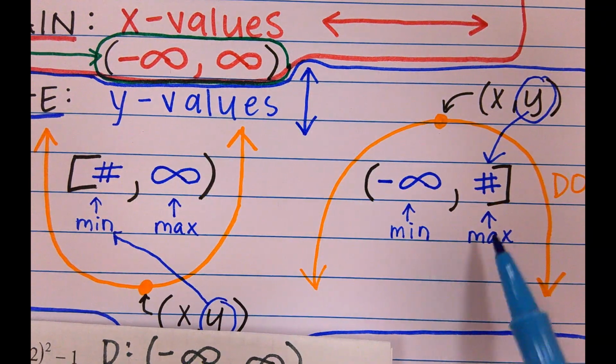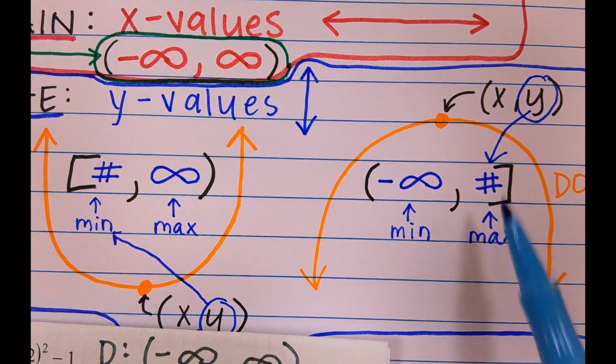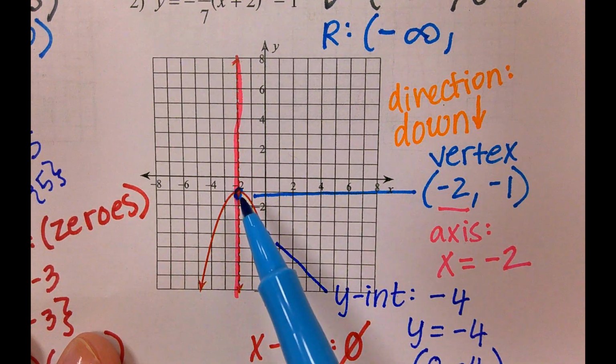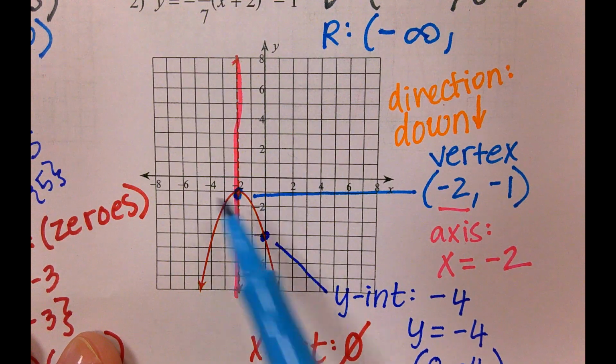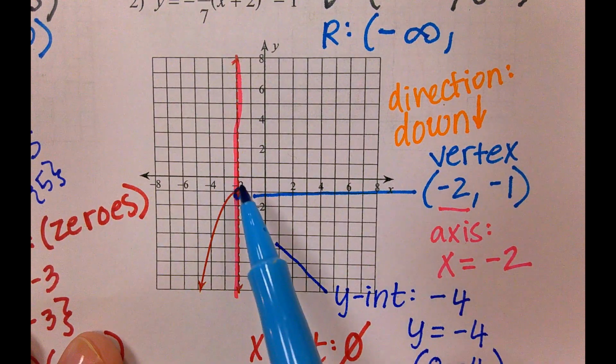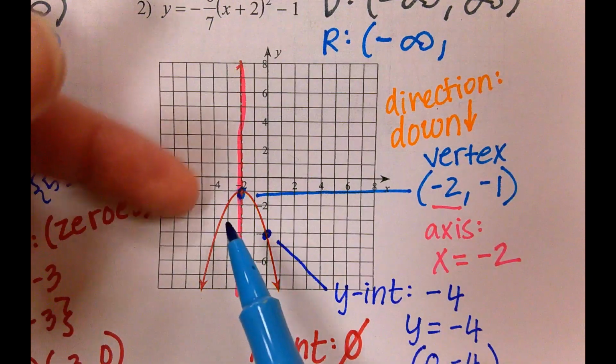And now we need to see what's our maximum point. What's the highest it goes on the y-axis? Where is my highest point? Negative 1. Yes, it's the y value of the vertex, -1. That's the highest our graph goes. It doesn't go any higher than that.